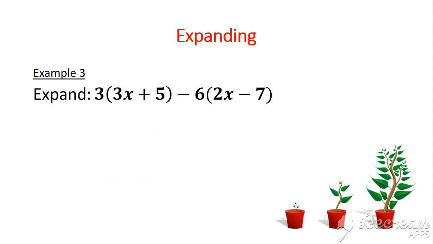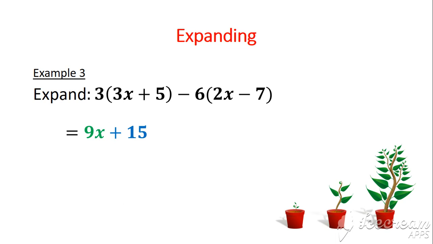All right, our last example, number 3, we're going to expand and simplify this expression. So let's get into it. We're going to go 3 times 3x, which is 9x. We're going to go 3 times the 5, but we're going to treat it like a positive 5. So 3 times positive 5 makes positive 15. So we're going to write down plus 15.